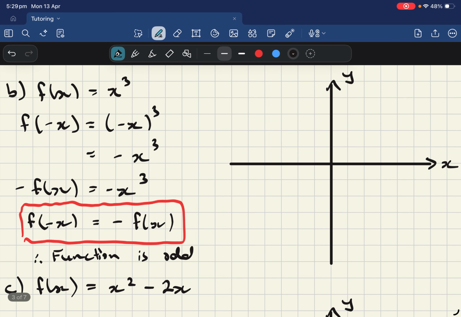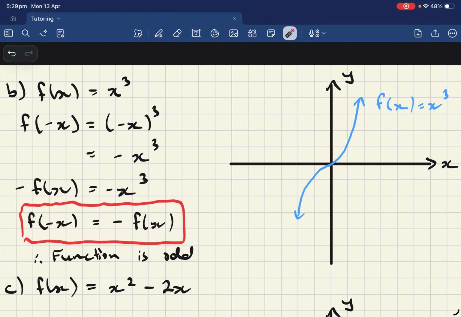Now, if we do a rough sketch of this function, we've talked about this one before. This is a cubic, so it has a general shape. Let's do this a bit nicer this time. Looks something like this. Remember, I'm just doing a rough sketch of this. But if we were to rotate this about the y-axis, so this one over here, you would get something that looks kind of like this.